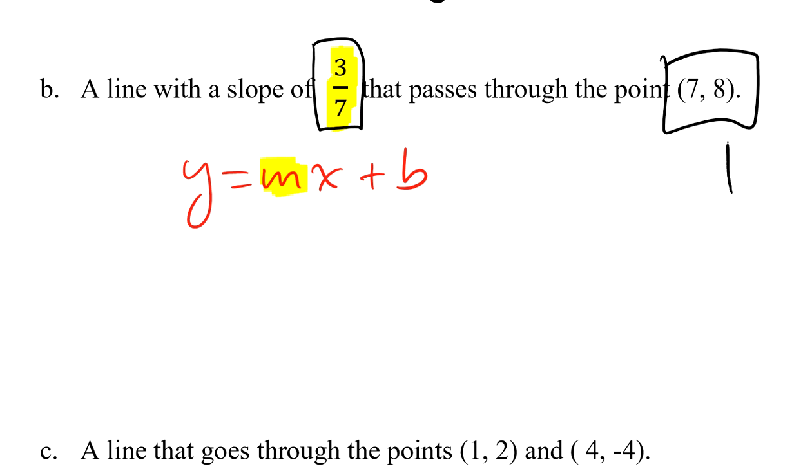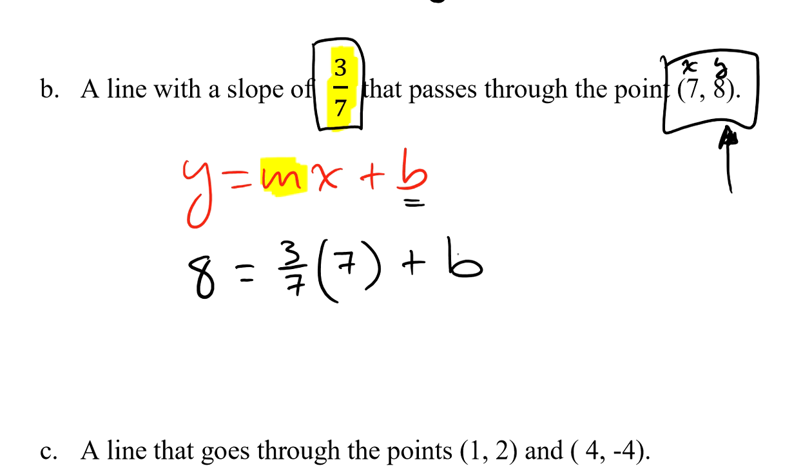Fortunately, we do know a point that made the equation true, and we can use this point to figure out this missing parameter. We're just going to take the x and the y value given from the point, plug them into this equation along with the slope, and you'll see our only variable left to solve for is our parameter b. So let's go ahead and plug those in. y is 8, my slope is 3/7, the x value is 7, and then here's my parameter b that I'm trying to solve for.